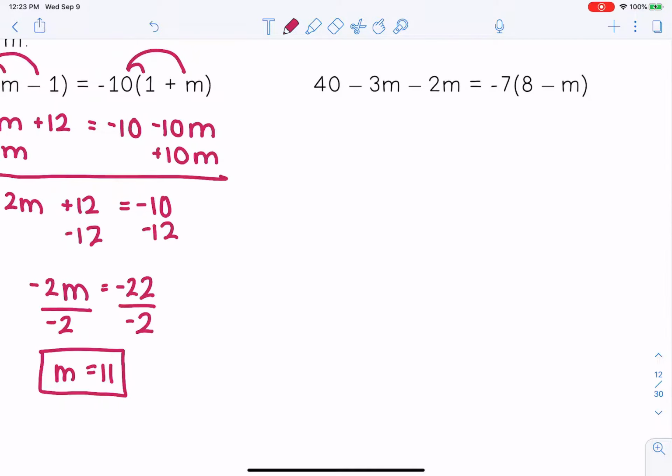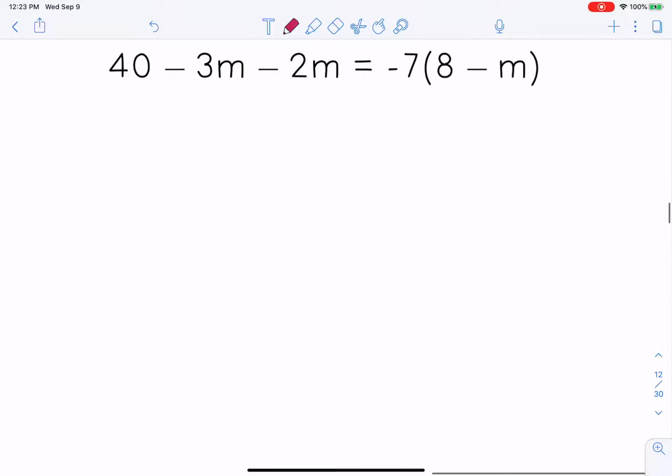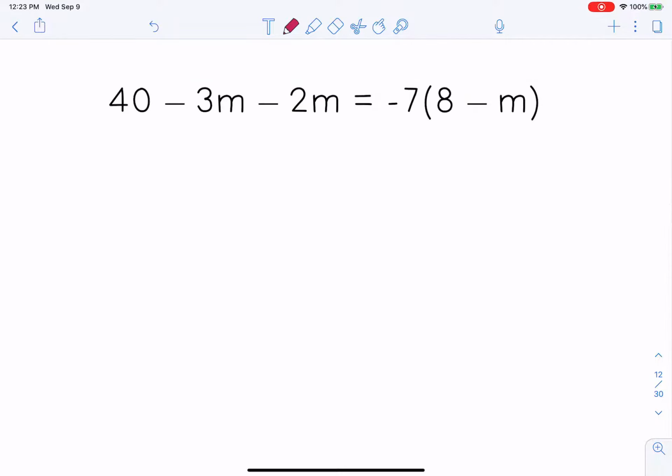Last up, we have another problem. We see parentheses, so we should first think to distribute. Let's distribute on this side, and maybe we'll combine like terms on this side. Might do it 2 and 1. You can always just do one step at a time if that's okay.